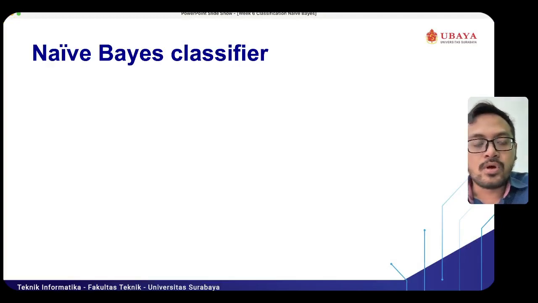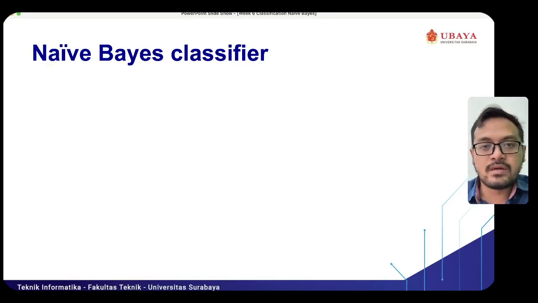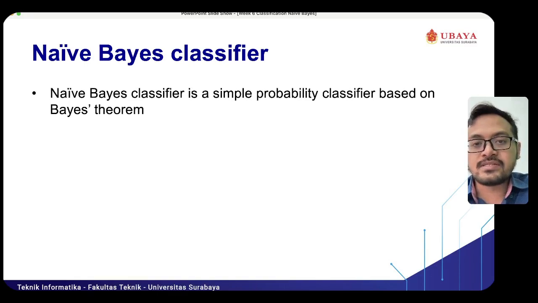Okay, so what is the naive Bayes classifier? We will start with the basic explanation. The naive Bayes classifier is a simple probability classifier based on Bayes theorem. Because we have the Bayes term here, we will relate this classification algorithm with Bayes theorem. Naive Bayes will use a simple probability classifier. Remember, maybe in high school you already learned how to calculate the probability of some events, and we will use the probability calculation in this naive Bayes classifier.